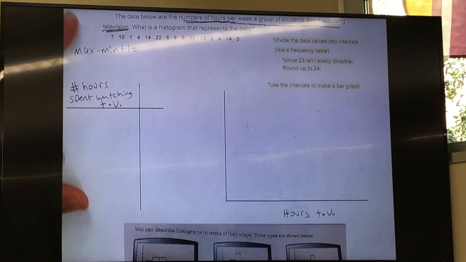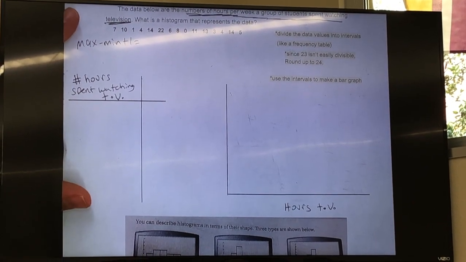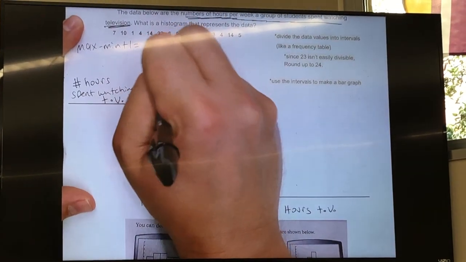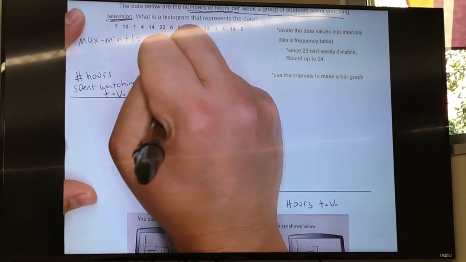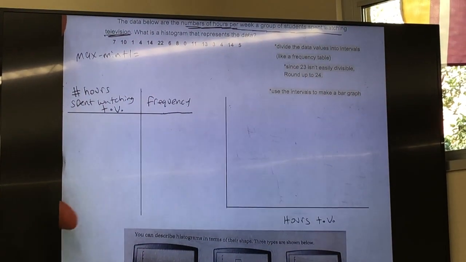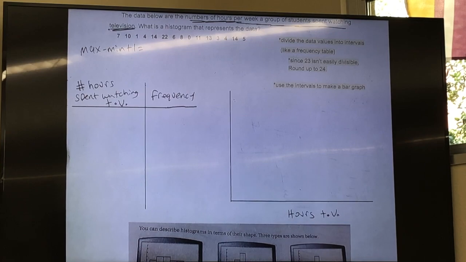For that one, I'm just going to put hours TV. Okay, now we are going to be counting our frequency. But just like the first example, we need to make our categories.